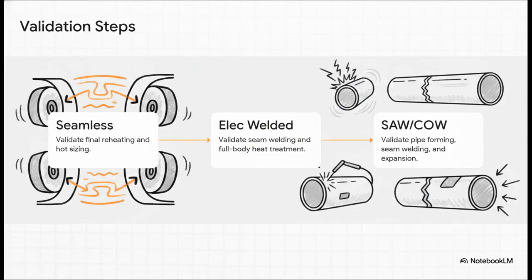Furthermore, the spec doesn't just blindly trust that the machinery is turned on and working. Section 8.22 dictates very strict validation steps. Any operation that affects the final mechanical properties of the pipe must have its processes validated. Making seamless as-rolled pipe, you have to validate the final reheating practice and hot sizing. Doing submerged arc welding and expanding the pipe, you've got to validate the pipe forming, the seam welding, any repair welding, and the expansion process itself.